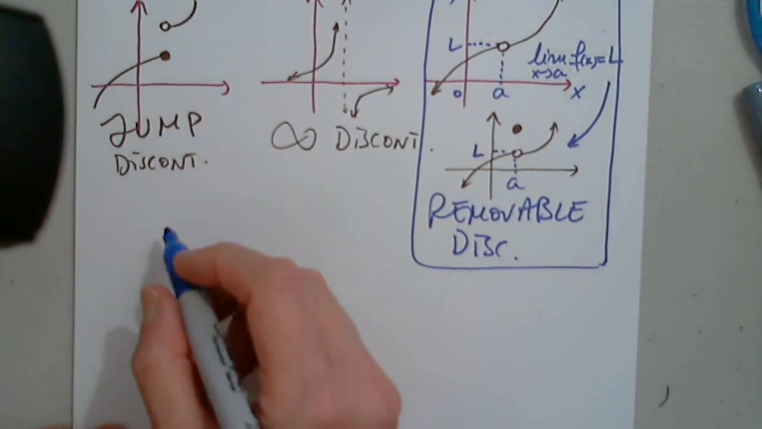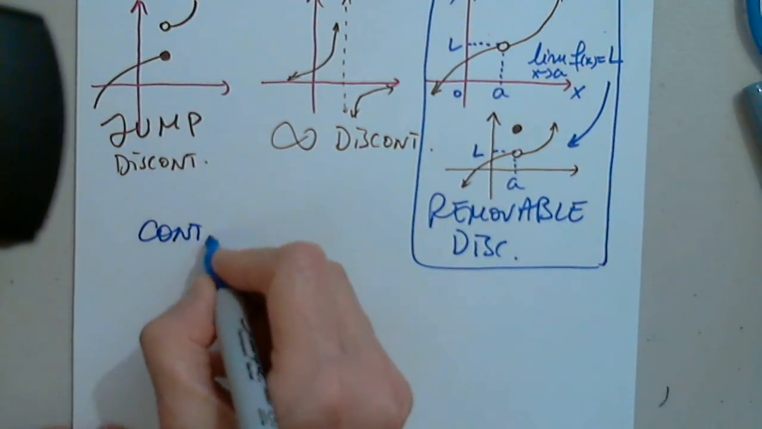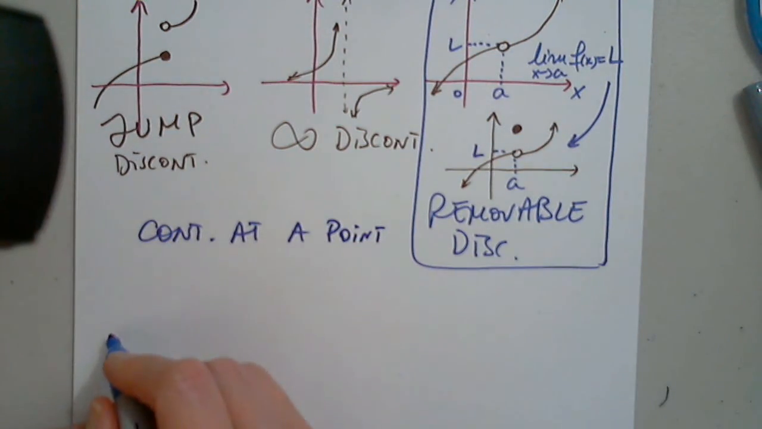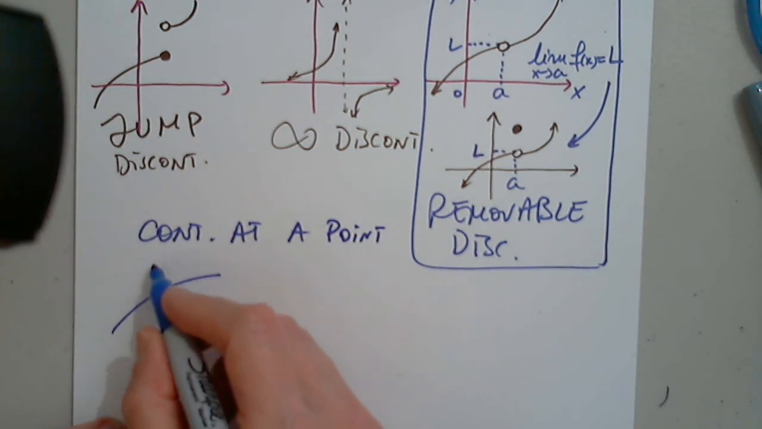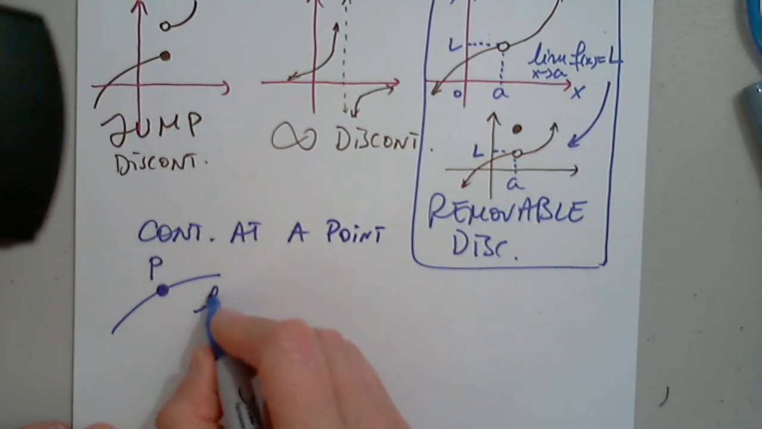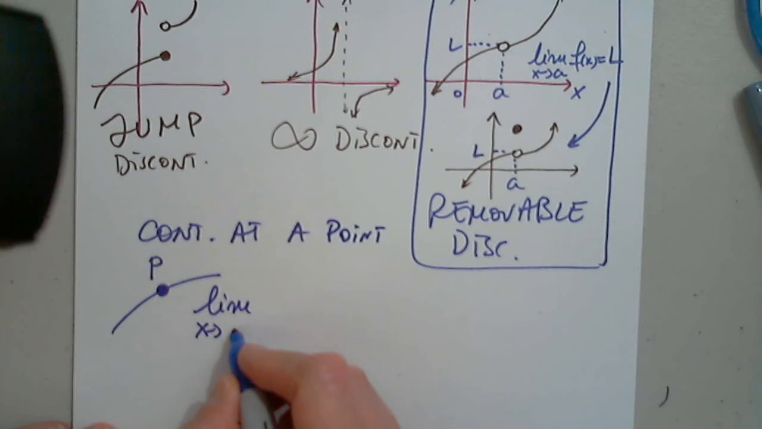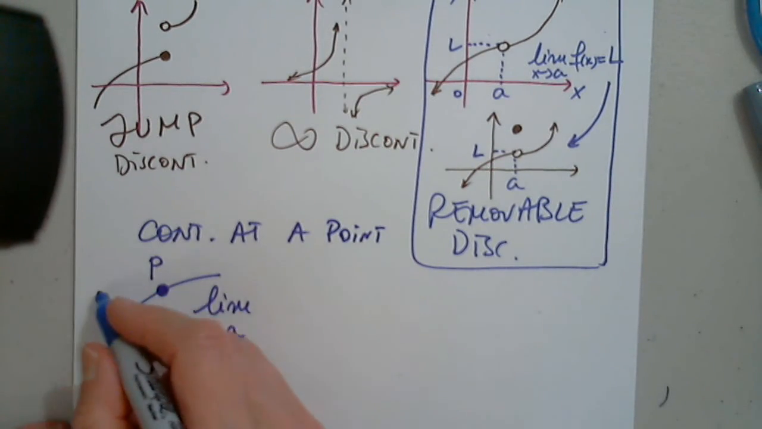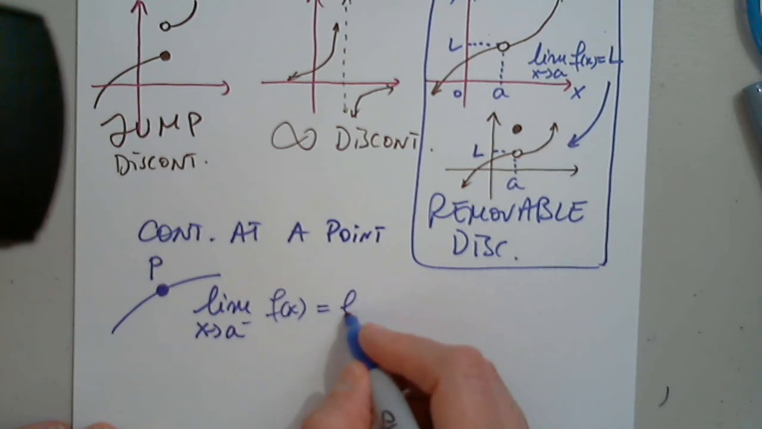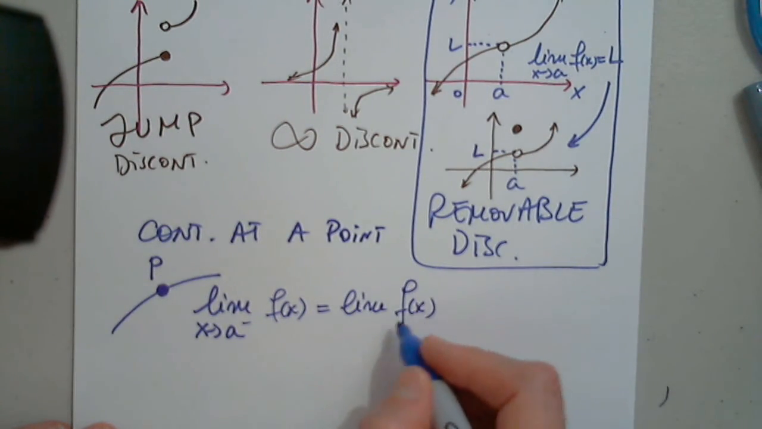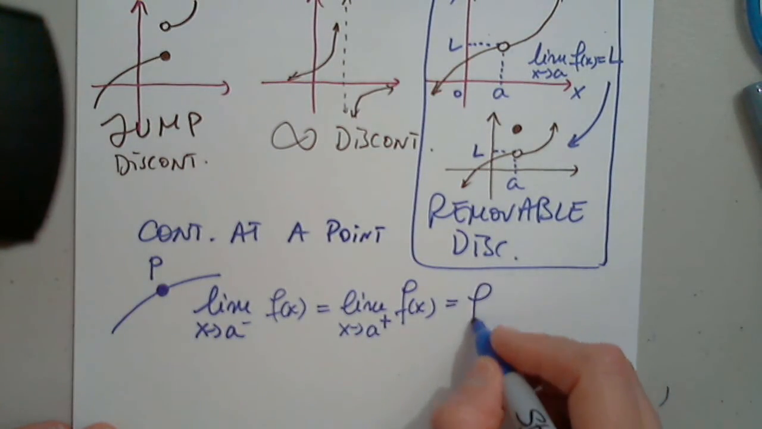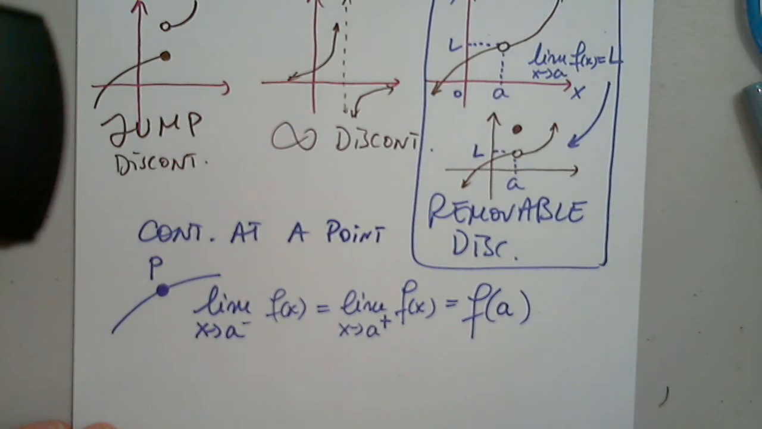So what does continuity really mean? Continuity at a point. So here's a function. Is it continuous at p? Yes. Why? Continuous at p because the limit as x approaches a, of course this is a and this is L, from the left of f of x equals the limit of f of x as x approaches a from the right and equals the function value at that point.